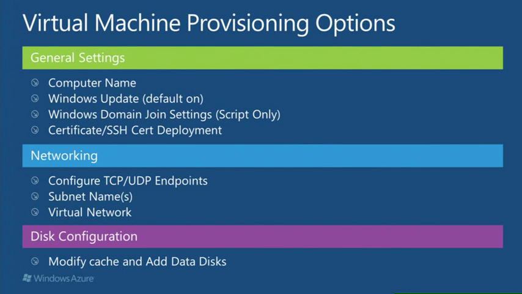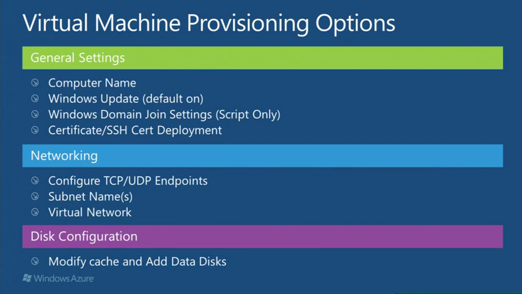What are the things that you provide as part of the provisioning? First, your friendly computer name. Windows Update, by default, we turn it on for all these machines, because inside the VM, it is your responsibility to keep the VM up to date. In order to domain join, it can be done only through PowerShell scripts right now. Let's say you want to create a SharePoint farm on Windows Azure. In order to DC promote this and make it a domain controller, you can only do that today through PowerShell.